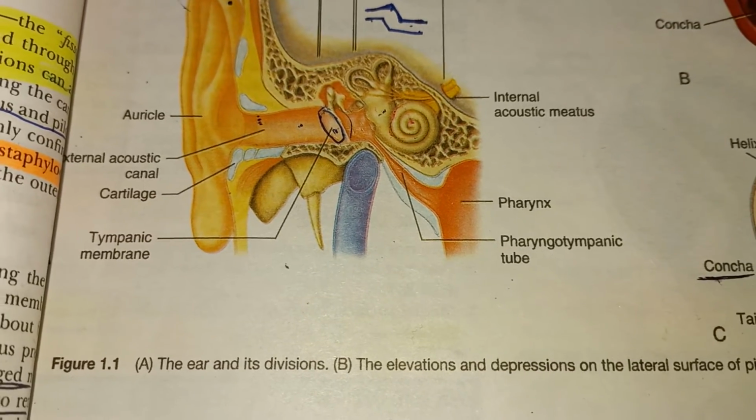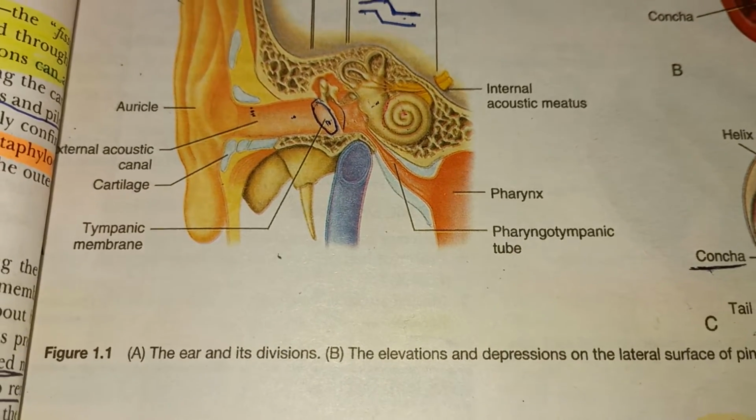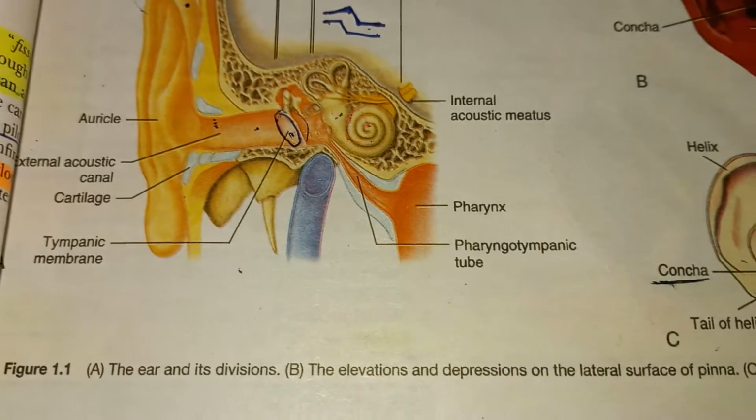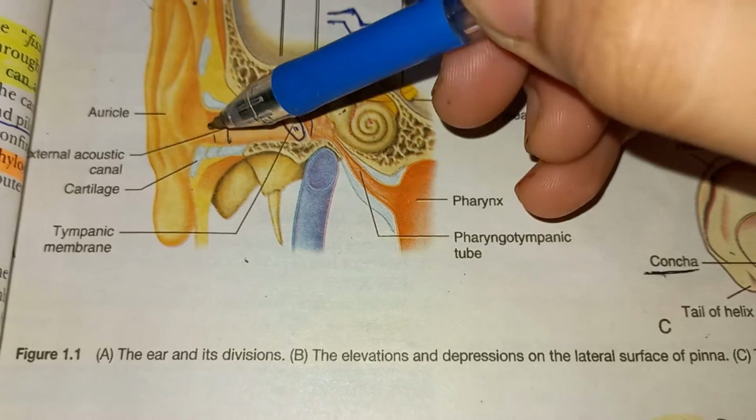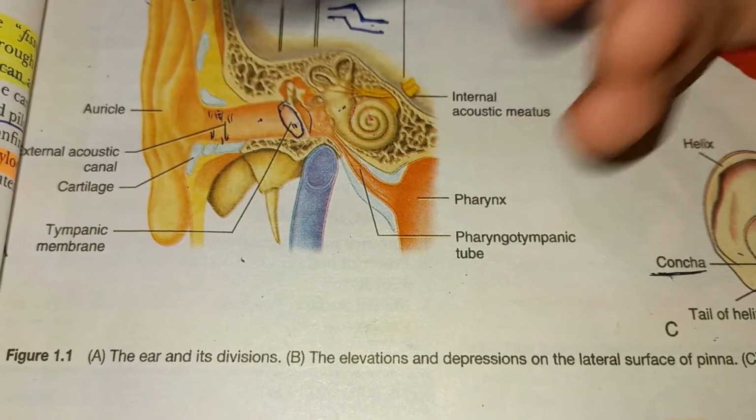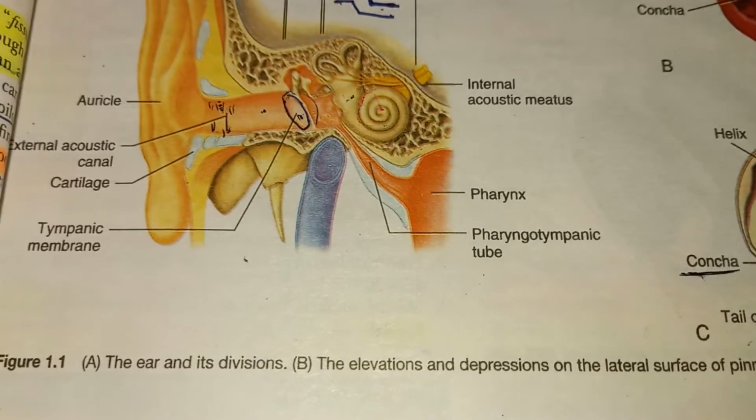So furuncles, the boils, only occur in the cartilaginous part, because it is the infection of the hair follicles, and our hair follicles are present in the external cartilaginous part of the external auditory canal.